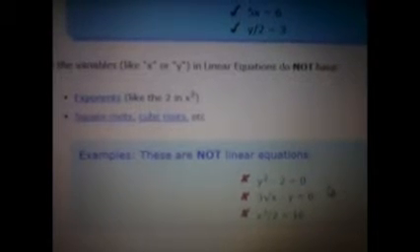The variables like x or y in linear equations do not have exponents, square roots, cube roots, and others. These are some of the examples of not linear equations. y squared minus 2 is equal to 0. 3 square root of x minus y is equal to 6. And x cubed over 2 is equal to 16.